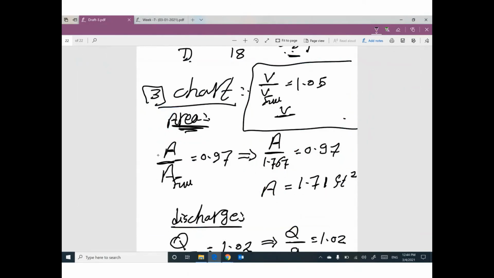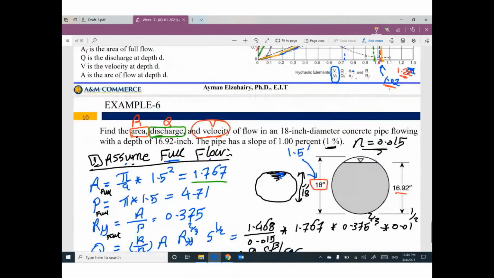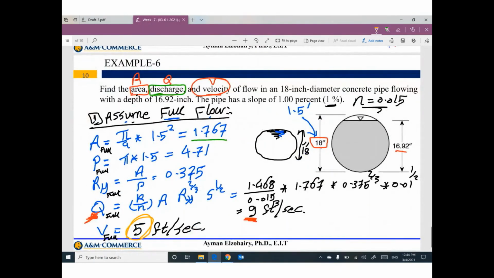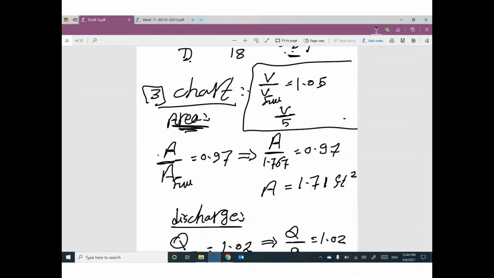Velocity divided by full velocity. Do you remember what was the velocity at full? It was 5. Equals 1.05. So I can figure out the required velocity will be 5.25.